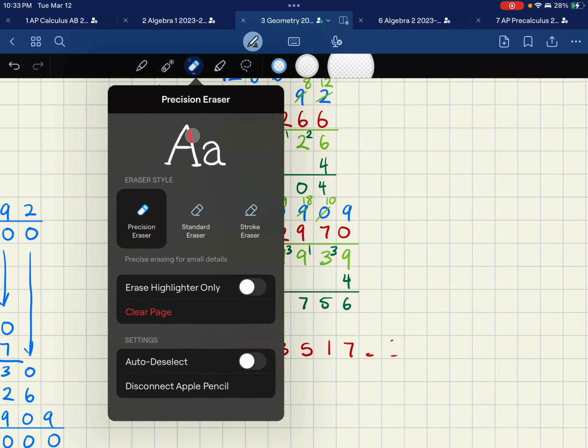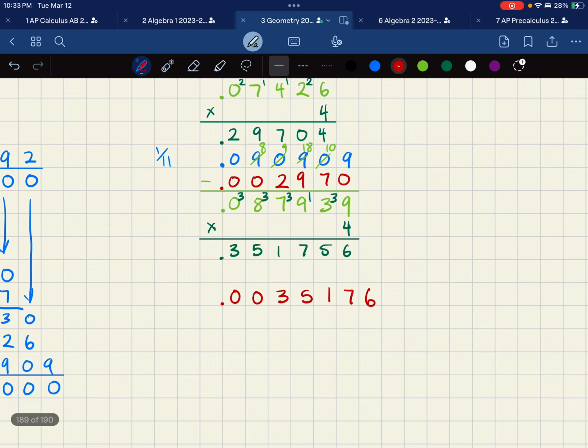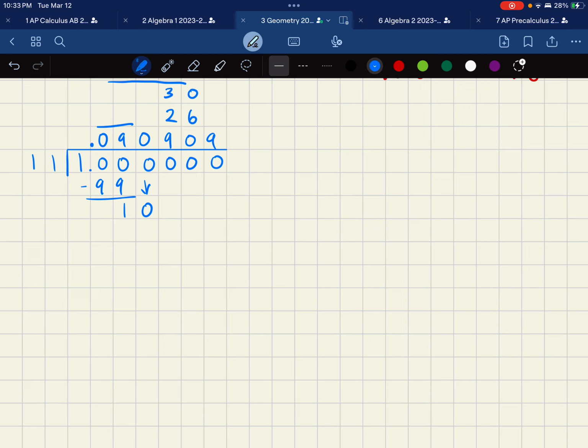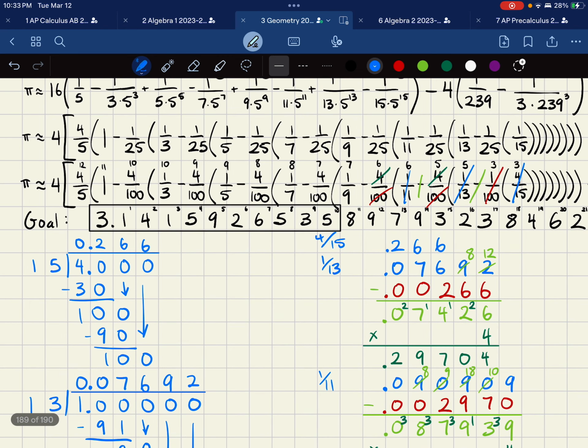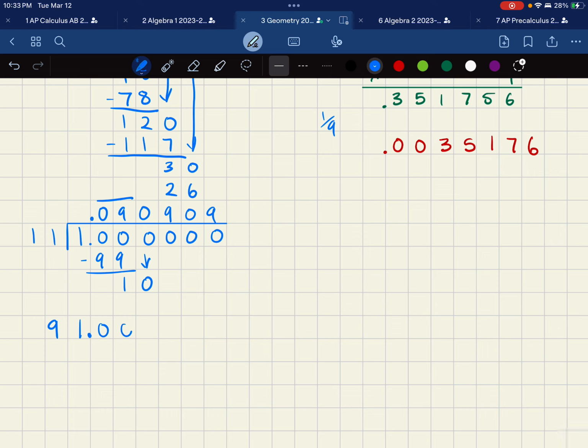So, oops, I'm going to change this to my stroke eraser. 0.6. And then I need to figure out what 1/9 is. I happen to know this off the top of my head. It's 0.1 repeating, but in case you want to see that, if I have 9 going into 1, how many decimals of precision do we need? 7. So 7 zeros. 1, 2, 3, 4, 5, 6, 7.